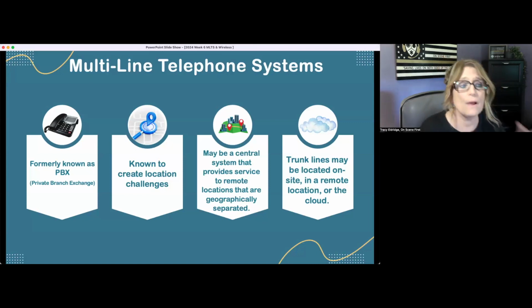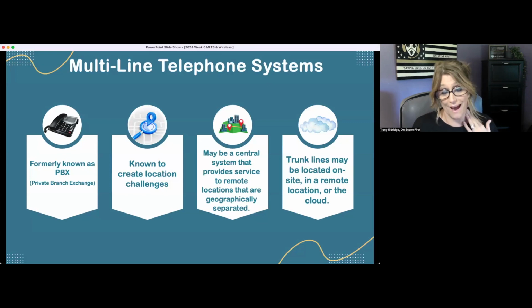What we know about MLTS systems is they are known to create location challenges. While they are great in theory, we end up having location challenges with them. In some situations, there were issues that we didn't know about until we knew, and there were errors that were made that I consider to be errors of ignorance, not intention. They didn't know what they didn't know. And we'll talk about those.